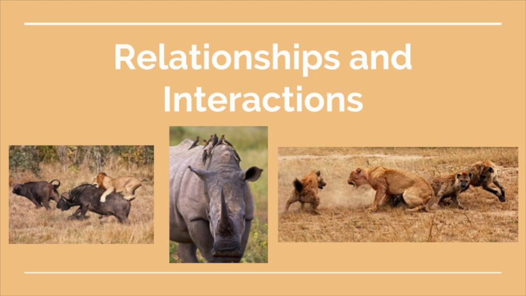There are 5 main types of relationships and interactions in a biome. These include competition, predation, parasitism, mutualism, and commensalism.